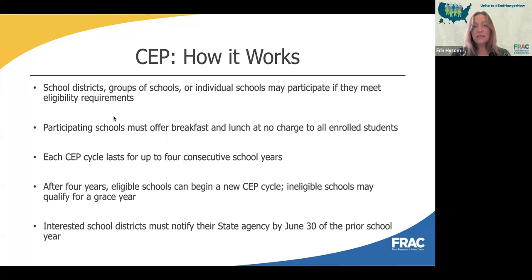If schools are interested in adopting CEP, they need to notify their state agency by June 30th of the prior year. That's why we call this time right now CEP season. This is when schools are looking at their budgets, they are looking at their numbers, and they're deciding if CEP makes sense for them for next school year. Next slide, please.